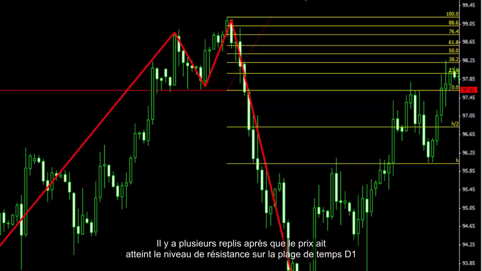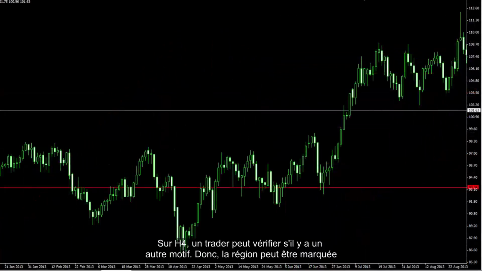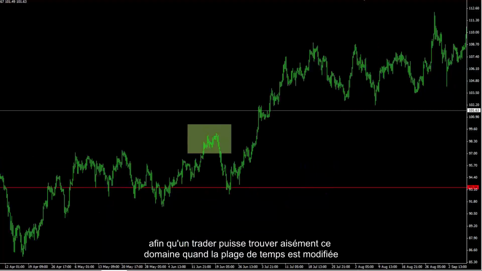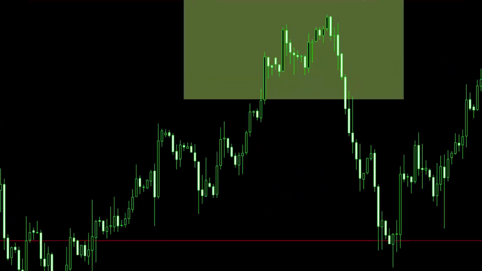There are several declines after price had met the resistance level on D1 timeframe. On H4, a trader can check if there is another pattern. So, the region can be marked, so a trader can find the area easily when the time frame is changed.